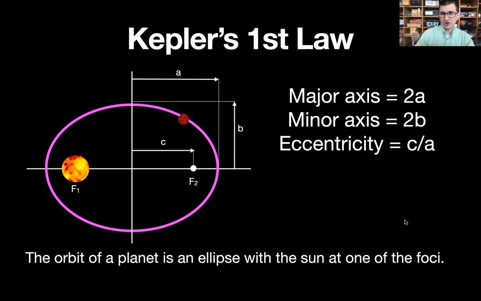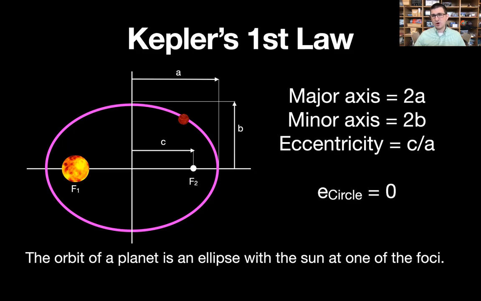And that's an important number because I'm going to ask you, what would the orbit look like for something that had an eccentricity of 0? Well, that would mean that the C is basically non-existent, which would mean that it would look like a circle.